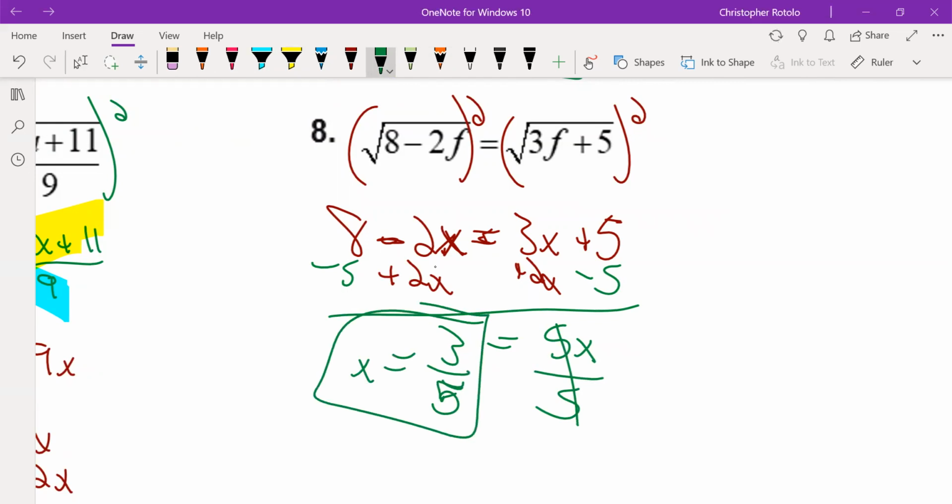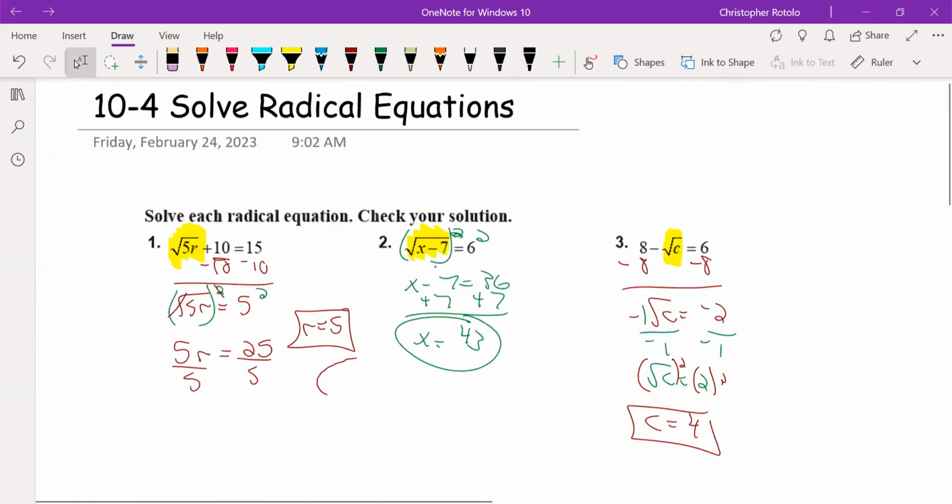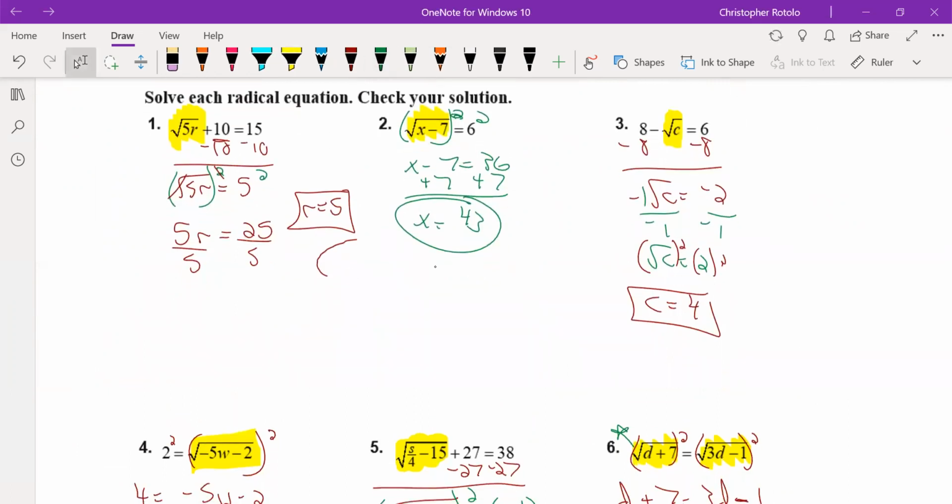All right, so that's how we're going to handle our radicals. So it gives us a nice review of just solving equations by themselves. Of course, we could put some inequalities in here, but that's what we got to do today.